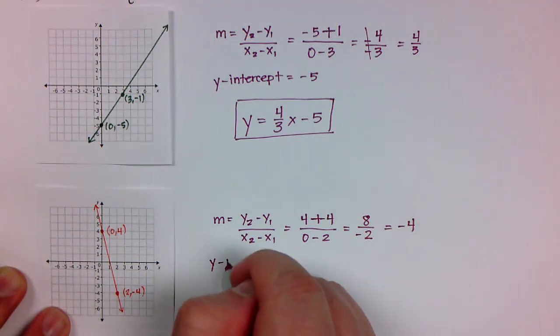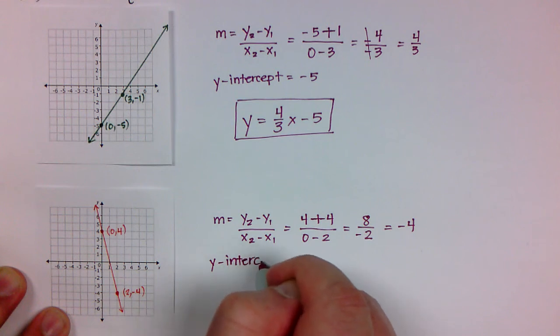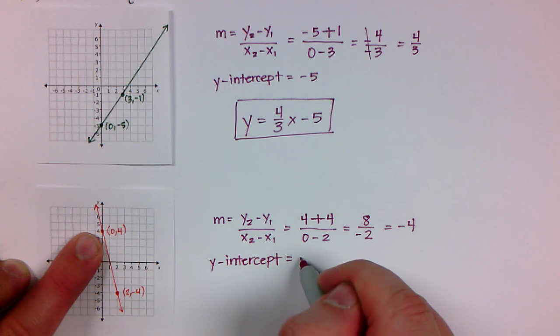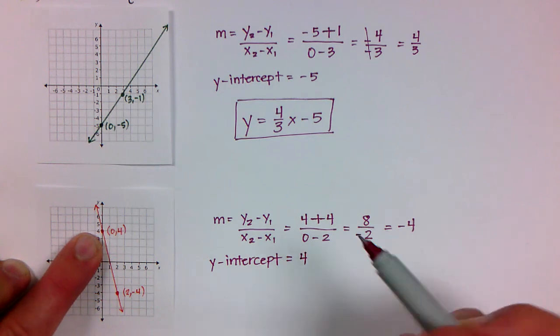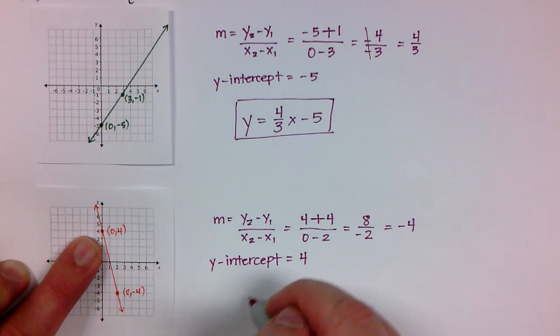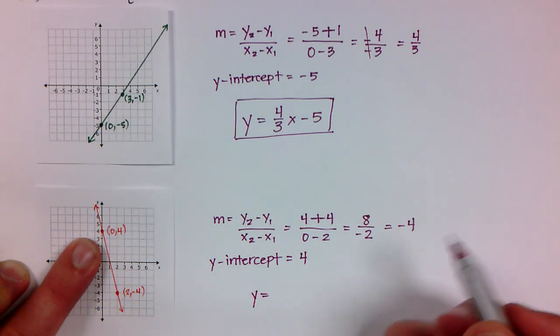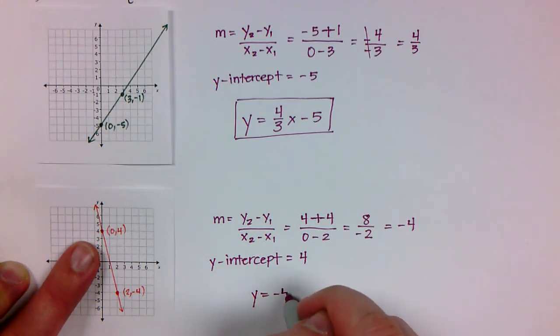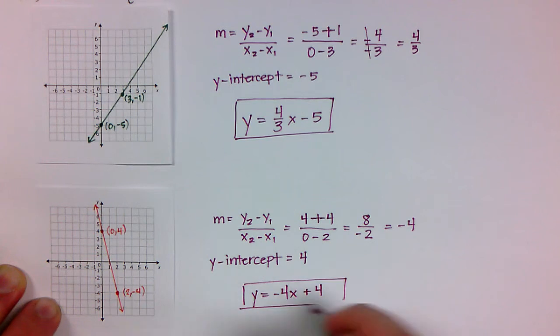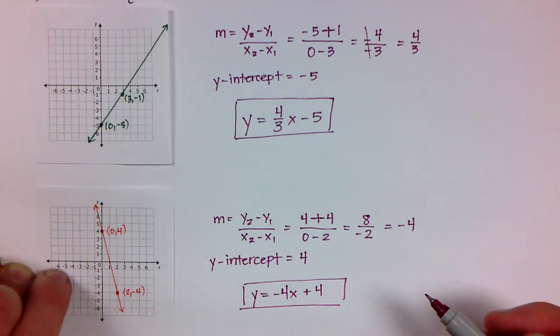And then if I'm looking for the y-intercept, I can see that clearly it's crossing the y-axis at positive 4. So if you have a point where the x-coordinate is 0 and the y-coordinate is a number, that is going to give you your y-intercept. Okay? So when I combine these, I have y is equal to, the slope this time is -4, multiplied by x, plus the y-intercept, which is positive 4. Look at that. Piece of cake.